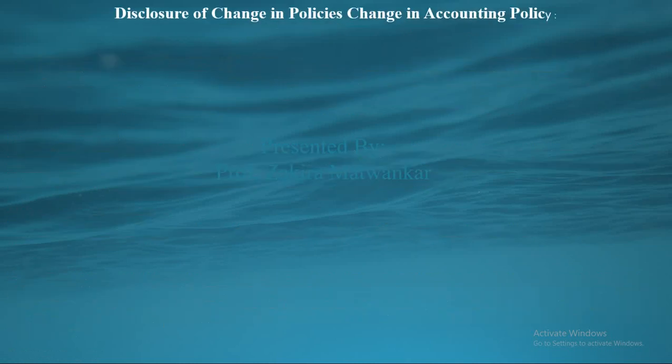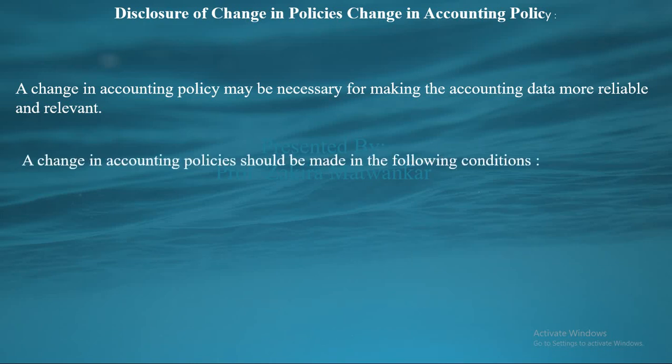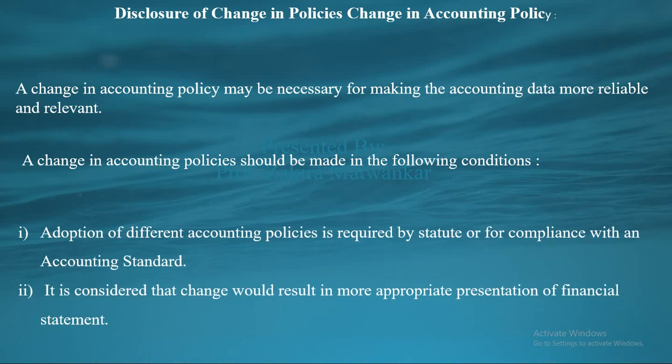Next is disclosure of change in the accounting policies. If there is any change, what will be the criteria? A change in the accounting policy may be necessary for making the accounting data more reliable and relevant. Conditions might change, market areas change, rules and regulations are changing every day. So according to that, we have to survive in the market and in the calculations also. So of course accounting policy may be changed according to the relevant situations. A change in the accounting policy should be made in the following conditions. First, adoption of a different accounting policy is required by statute or for compliance with an accounting standard. And second, it is considered that the change would result in a more appropriate presentation of the financial statement.